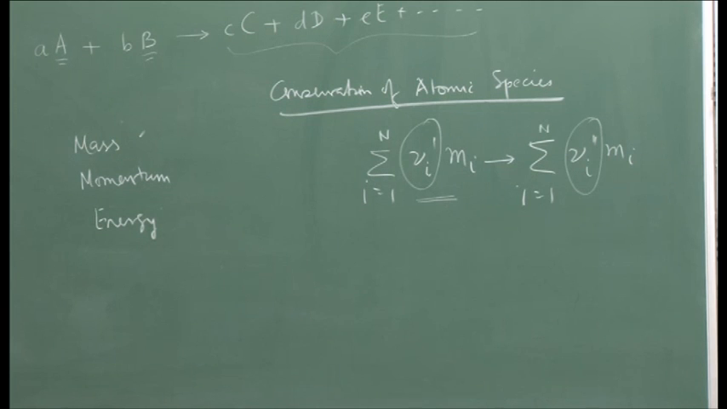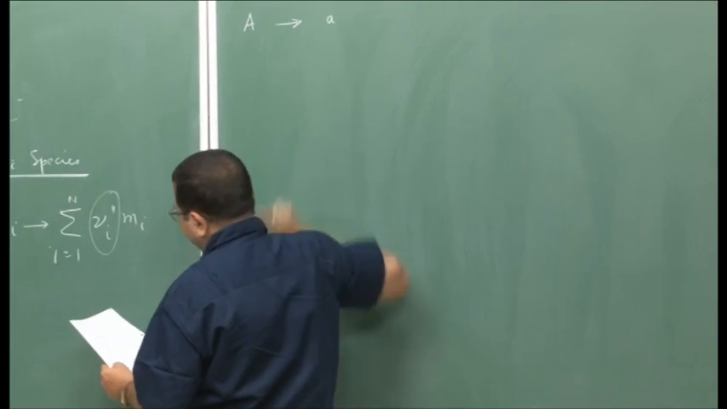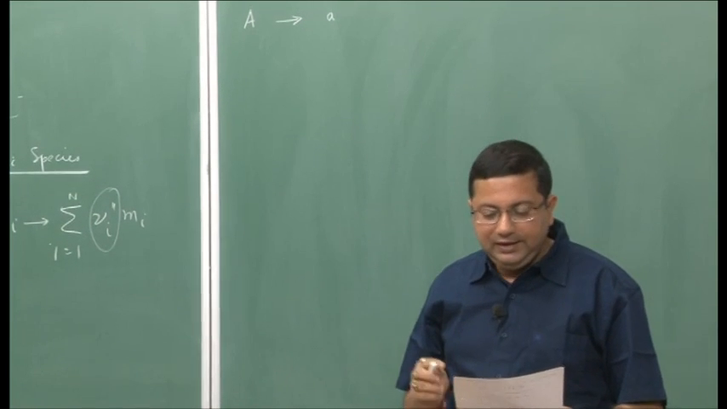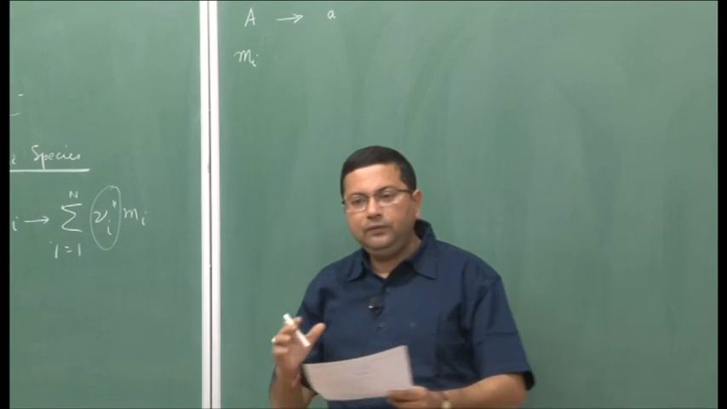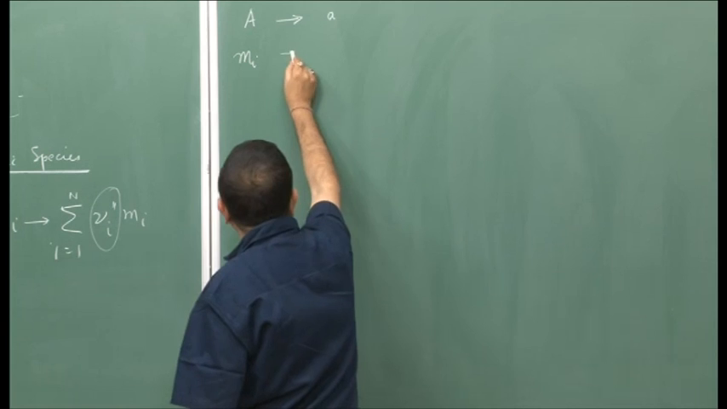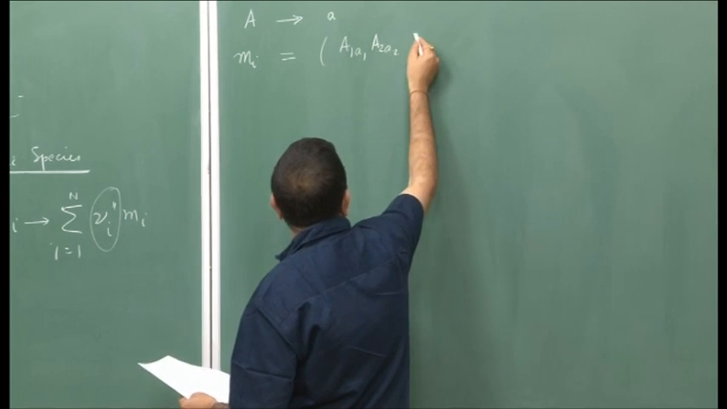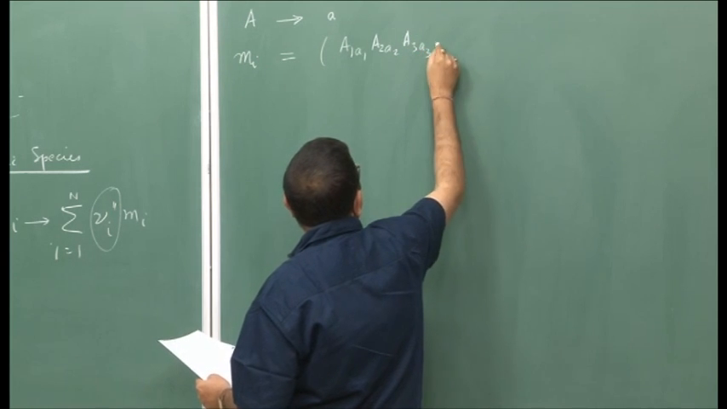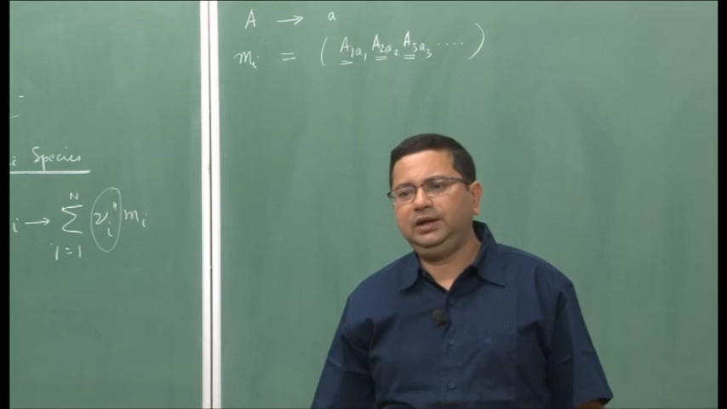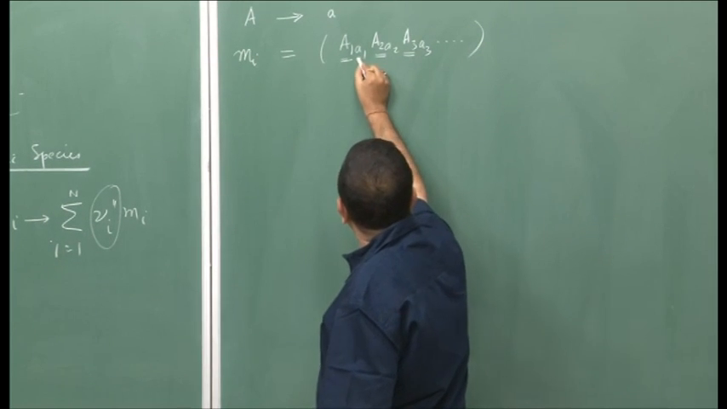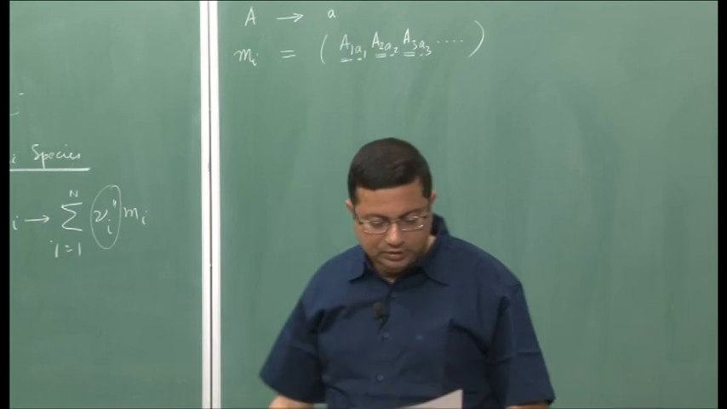So, for each species A, we define small a as the number of that particular species present in a particular molecular species Mi. So, Mi is my molecular species. This consists of various atomic species. So, I can write Mi as made up of various atomic species, say A1 small a1, then A2 small a2, then A3 small a3, etcetera. Here A1, A2, A3 represent my atomic species. For example, it can be hydrogen, it can be oxygen, it can be carbon, etcetera. And this small a1, small a2, small a3 represent the number of atoms of this species present in that molecule. Let us look at an example.